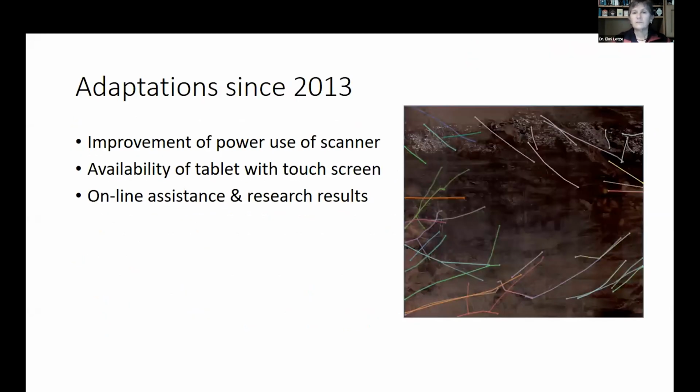Adaptation since 2013, when I started using the equipment, an improvement of the power use of the scanner. I used to have to go and drink some tea so that the battery could charge, and now it's not necessary anymore. The availability of the tablet with the touchscreen makes a huge difference, and it's easier to also work with that in a field situation for rough trials. And of course, then the online assistance is improved as well, and our access to research results in this field.